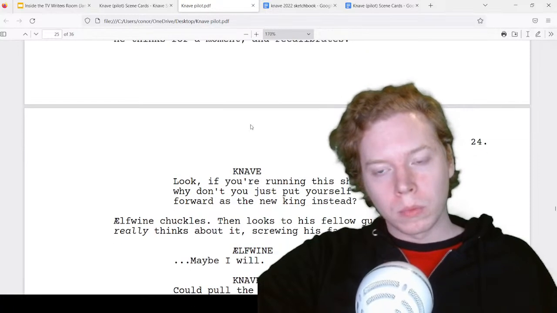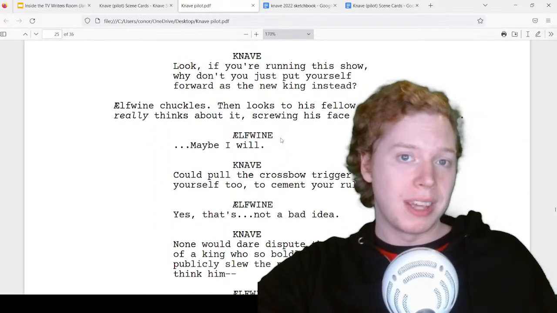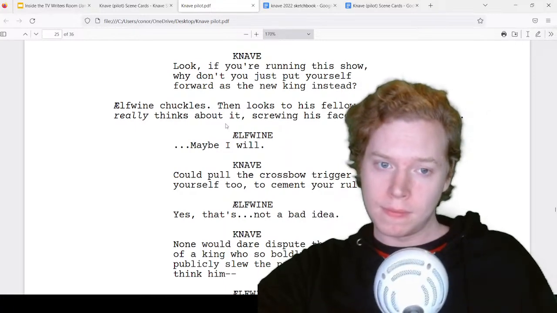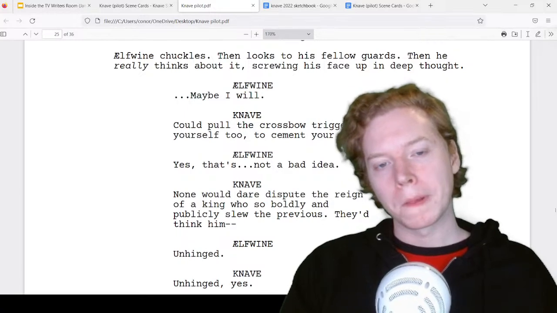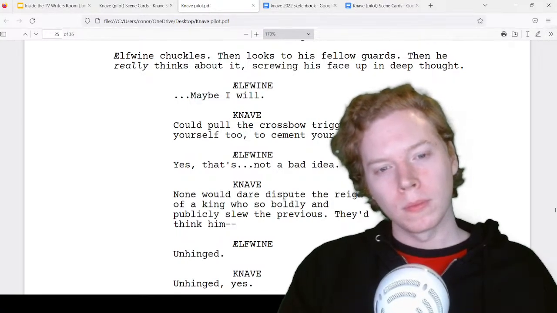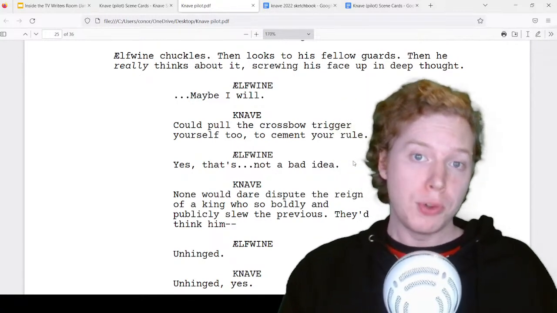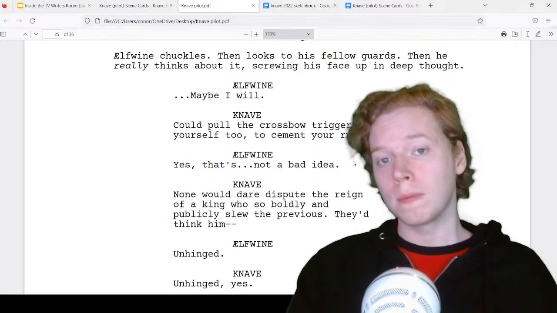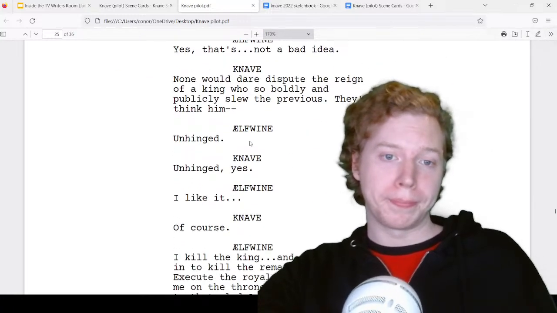He thinks for a moment and recalibrates. Look, if you're running this show, why don't you just put yourself forward as the new king instead? Alfwine chuckles, then looks to his fellow guards. Then he really thinks about it, screwing his face up in deep thought. Maybe I will. Could pull the crossbow trigger yourself, too, to cement your rule. Yes, that's not a bad idea.